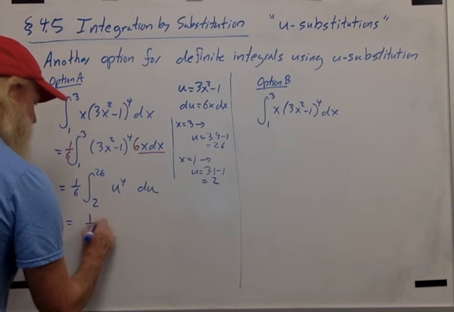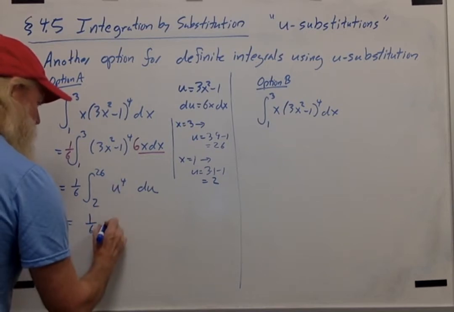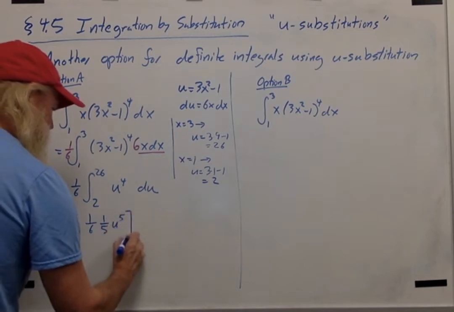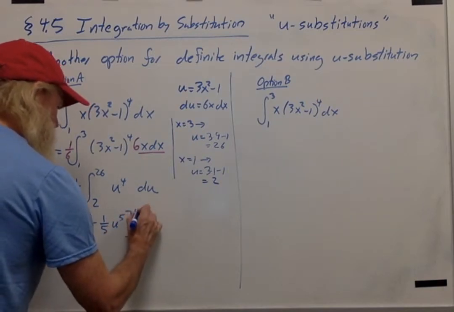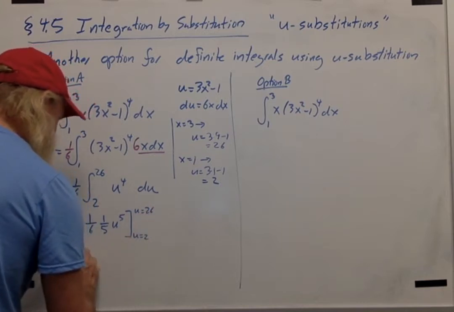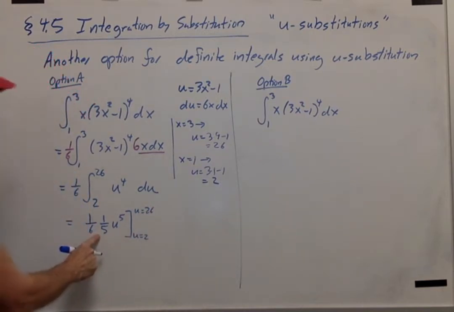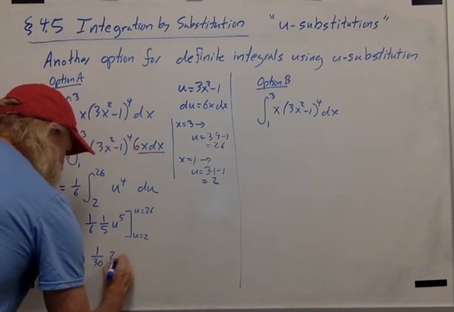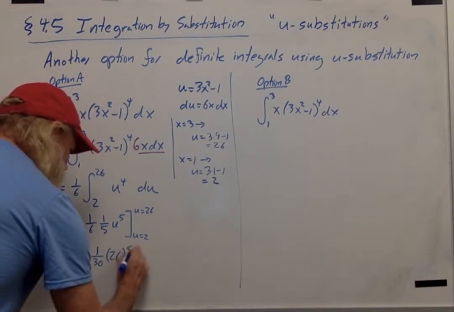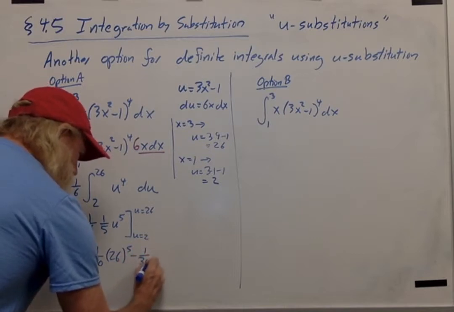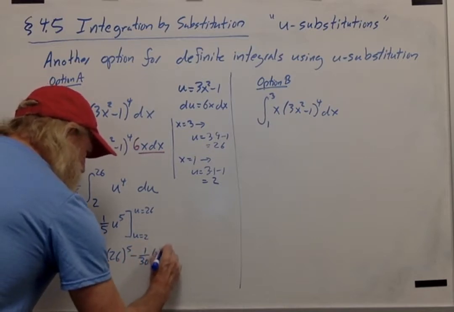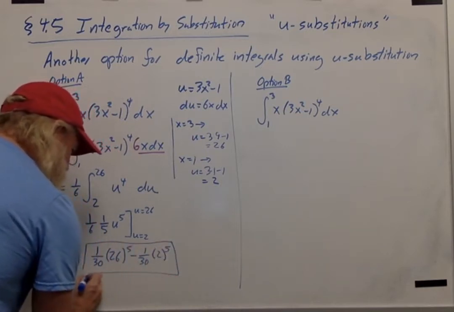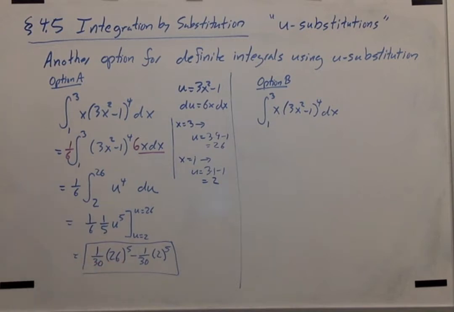We then calculate the antiderivative. The antiderivative of u to the 4th is 1/5 u to the 5th. And that'll be taken from u equals 2 to u equals 26. A 6 times a 5th is a 30th. So I get 1 over 30 times 26 to the 5th minus 1/30 times 2 to the 5th. And since 26 to the 5th is going to be a great big number, I'm just going to leave it like this.